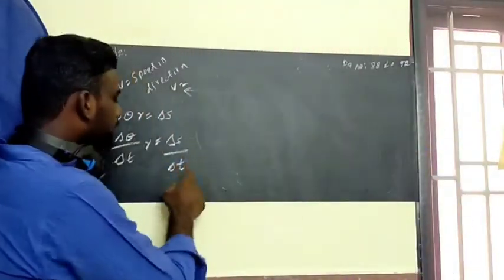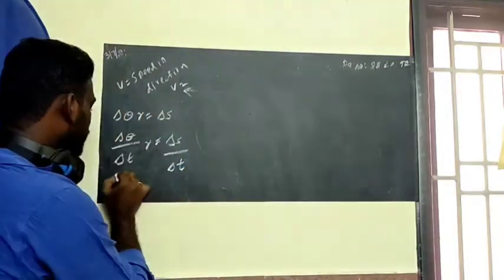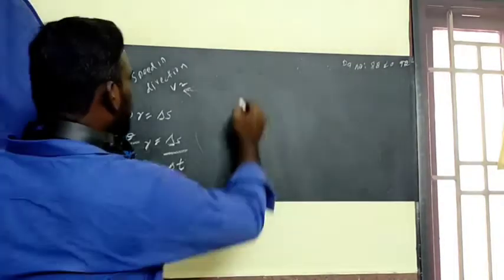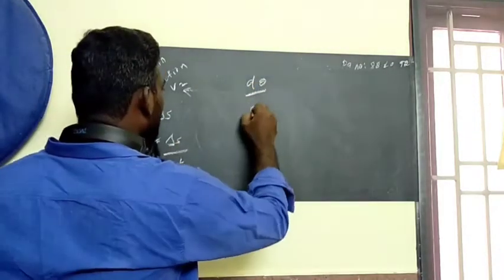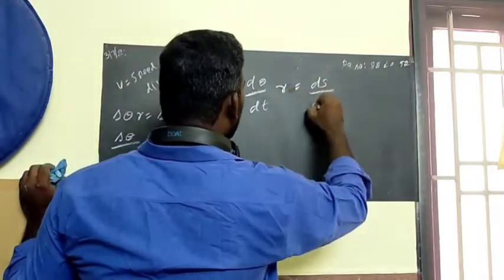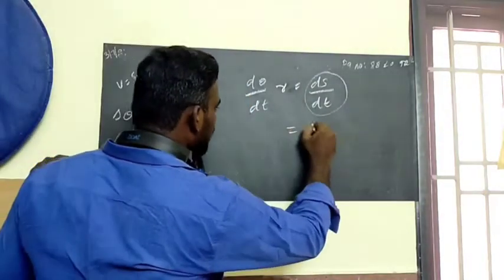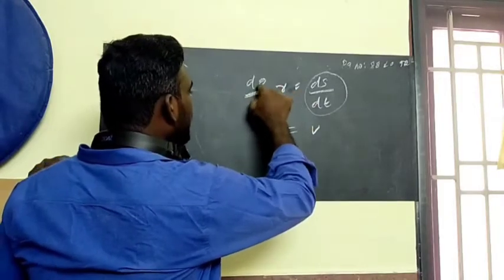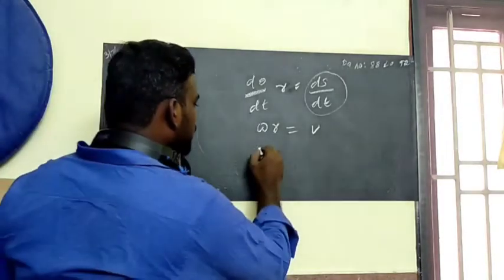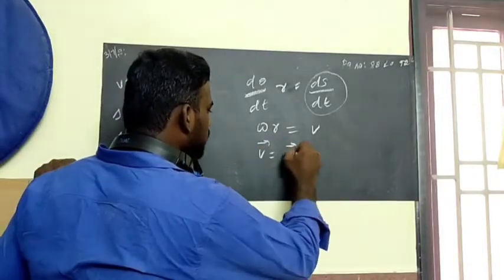So what is del S by del T? We can also let del T approach 0. No problem. When del T approaches 0, what will happen? This becomes d theta by dt into R equal to ds by dt. What is ds by dt? The rate of change of displacement is called velocity, and we have a radius, and here the rate of change of angular displacement is called angular velocity. Is that clear? So v is equal to omega into r.